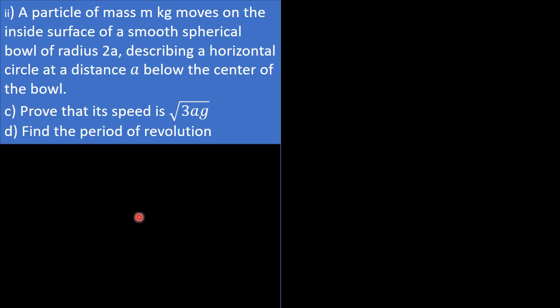Great, guys. This is what we have. The next part reads that a particle of mass m kilograms moves on the inner surface of a smooth spherical bowl of radius 2a, describing a horizontal circle at a distance a below the center of the bowl. Prove that the speed is the square root of 3ag, and find the period of revolution.